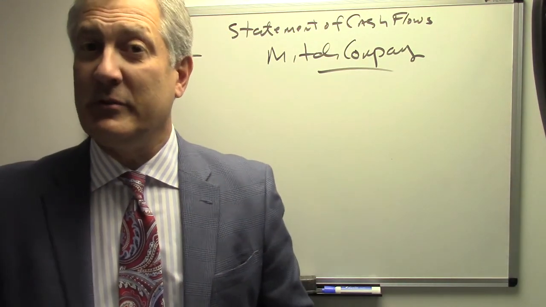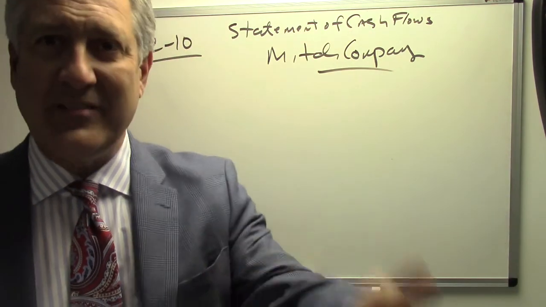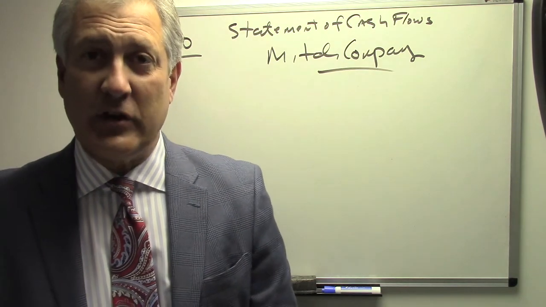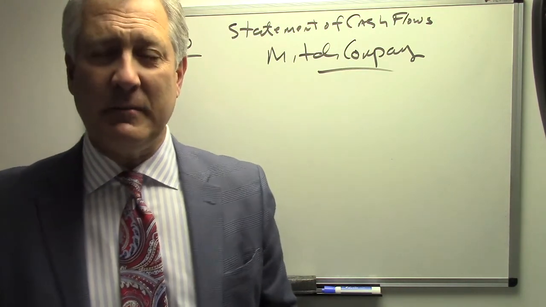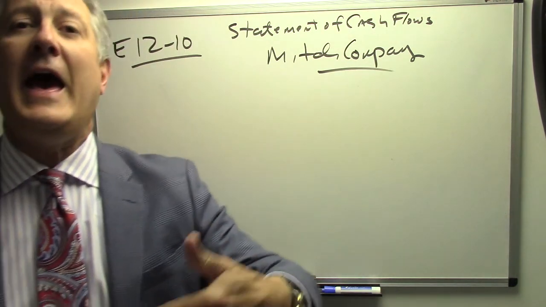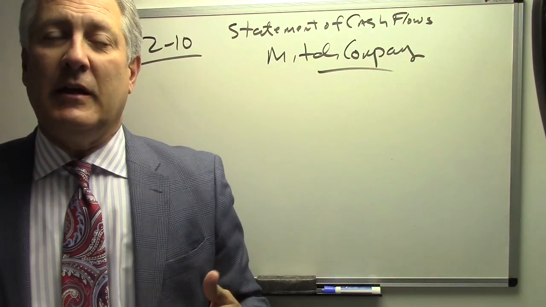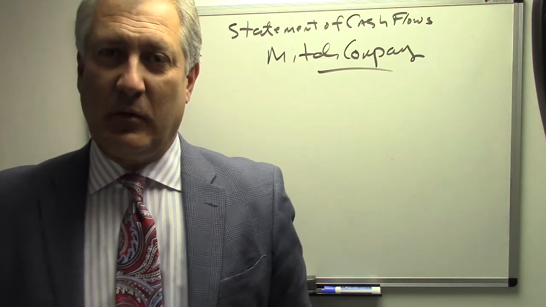We then want to make some adjustments. We want to always add back depreciation expense or amortization expense, which are non-cash expenses. We then always want to add back any loss on the disposal of an asset, and we want to subtract the gain on the disposal of an asset.